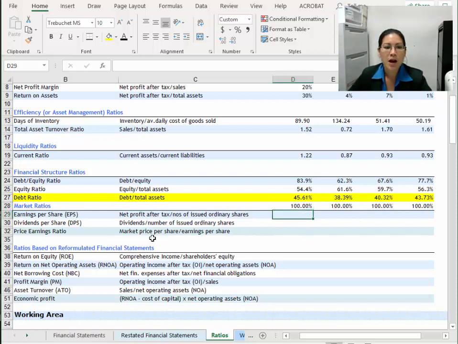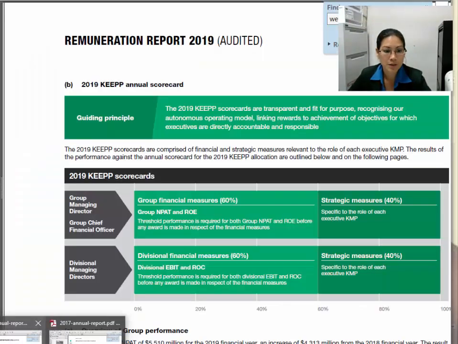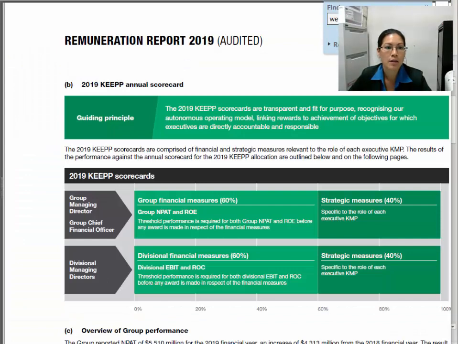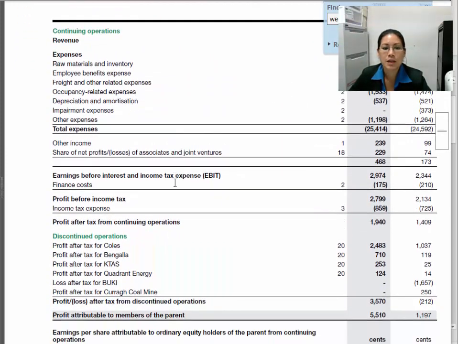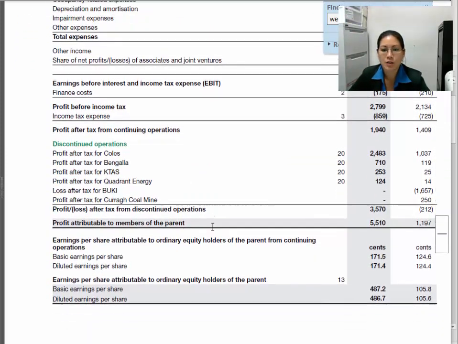Now we get to the market ratios. Now earnings per share, your company actually already calculates for you in its income statement. So if we went back and had a look at the income statements for Wesfarmers, you would see that right down the bottom, this is the 2019 one, that they actually already calculate an earnings per share. And they have the basic earnings per share and the diluted earnings per share, and that was one of the key concepts we presented in the lectures early on.